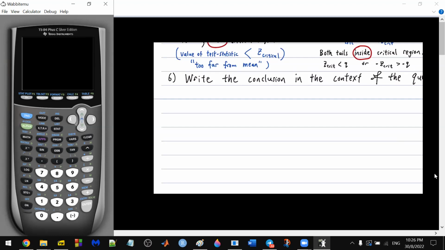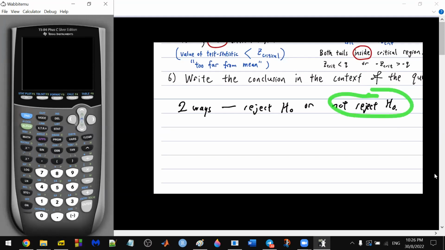So there are only 2 correct ways. You either reject H0 or you do not reject H0. Take note that not rejecting H0 does not mean you accept H0. Okay. Have you heard of this idea of, what is it called?